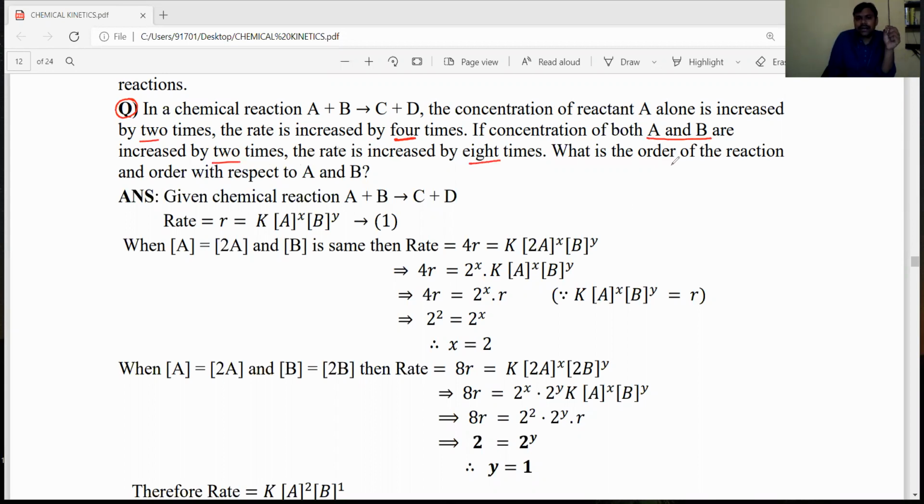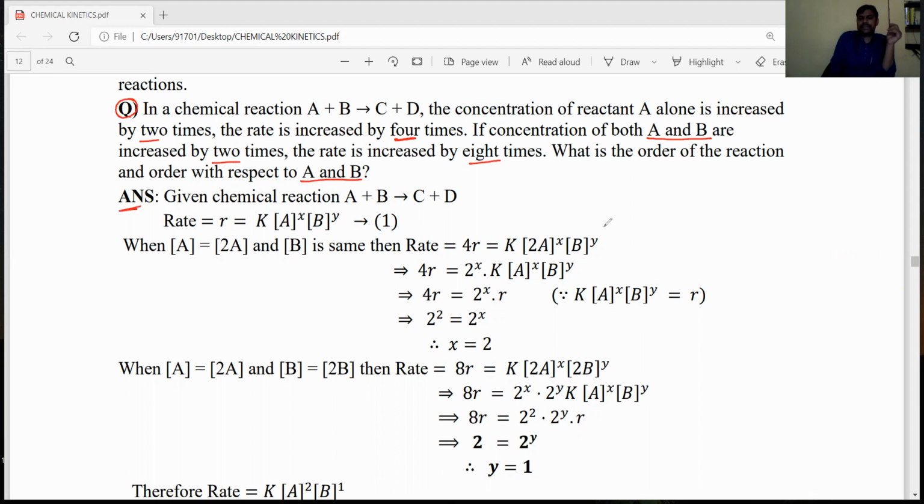Then what is the order of the reaction? We have to find out the order with respect to A and B, the overall order of the reaction, and the order with respect to A and B, using the above data. For this kind of question, how do we solve it?